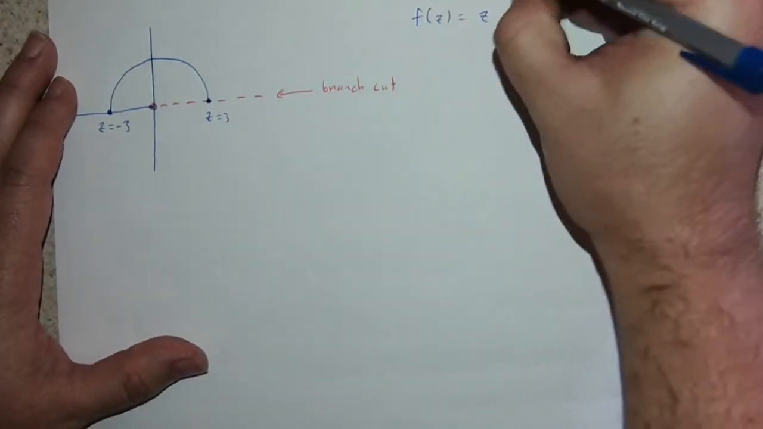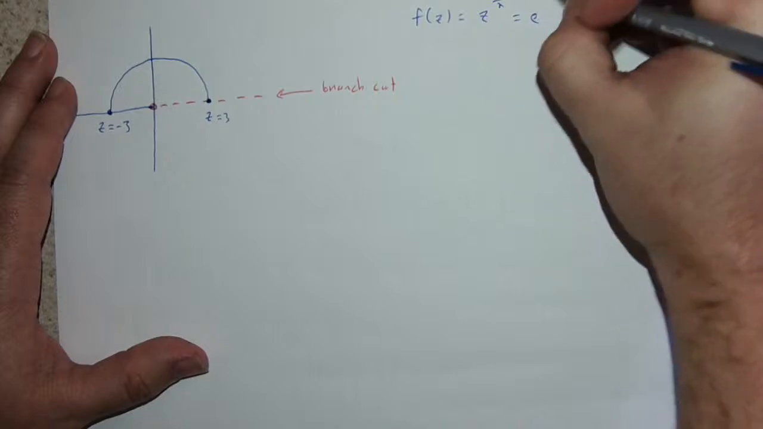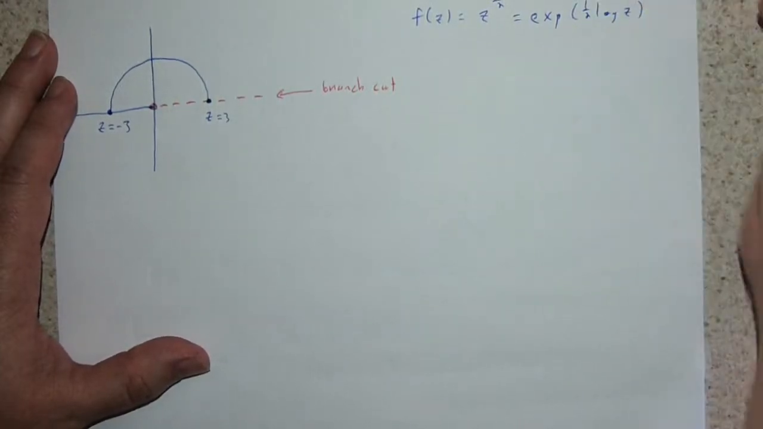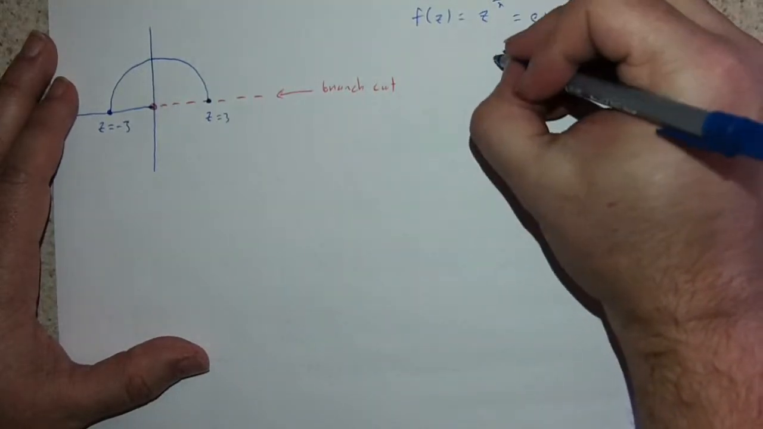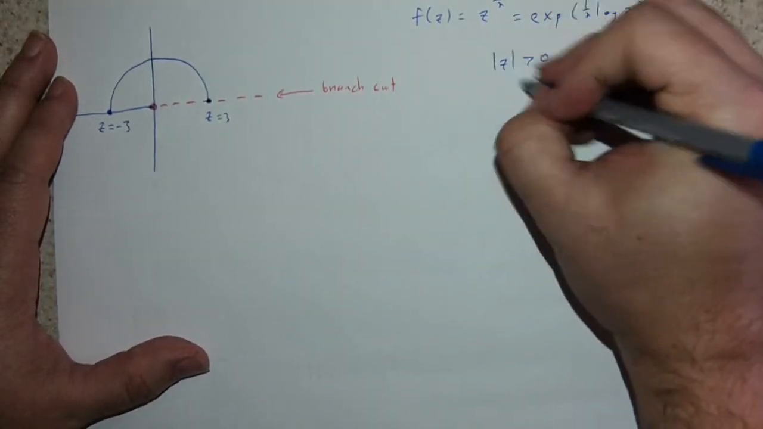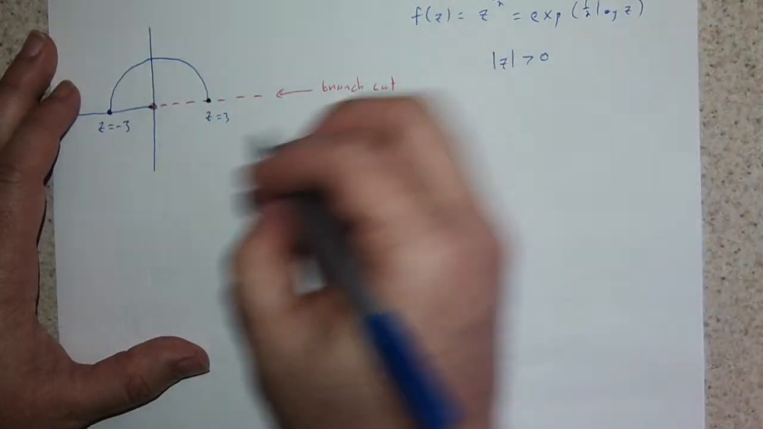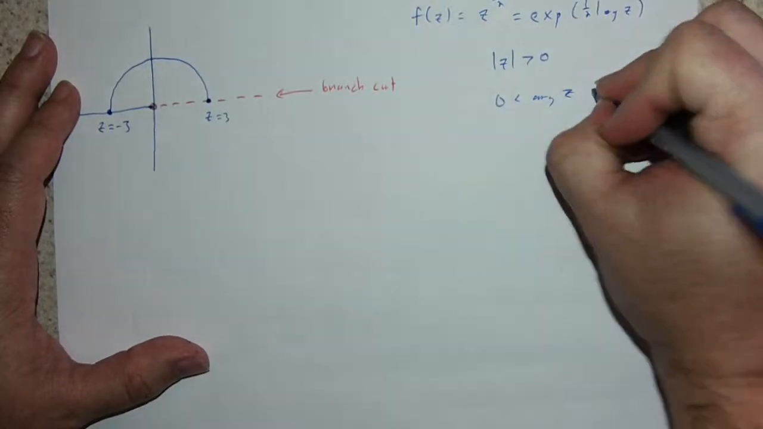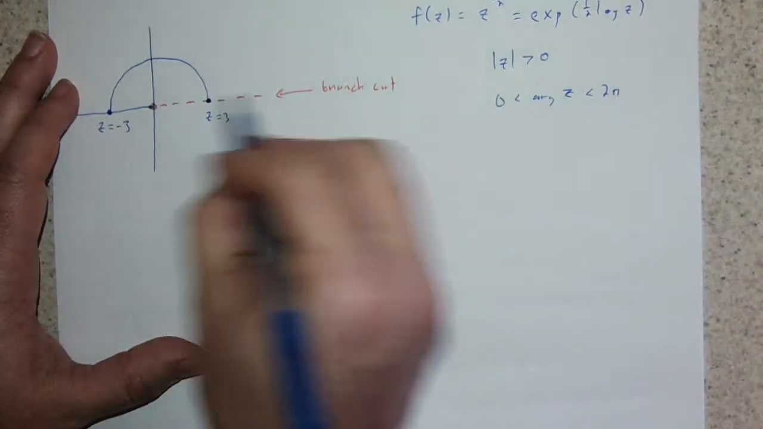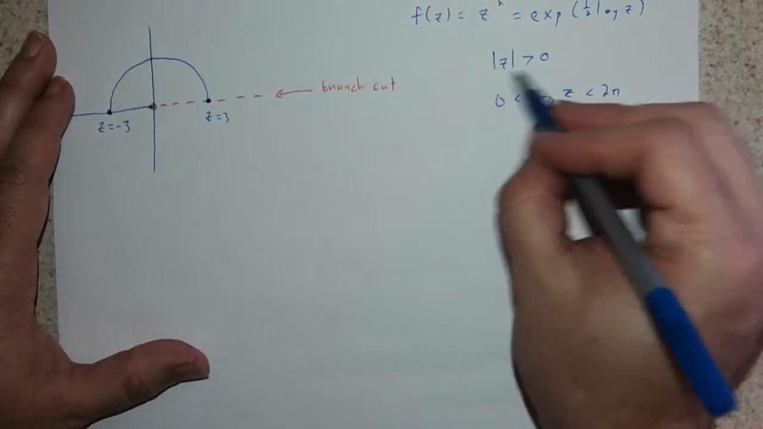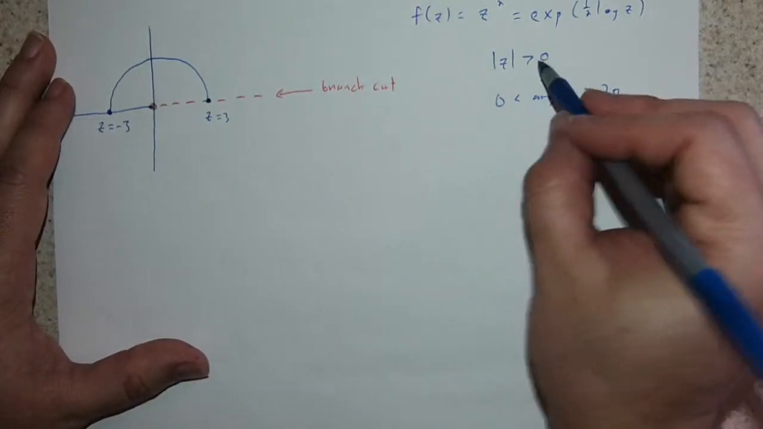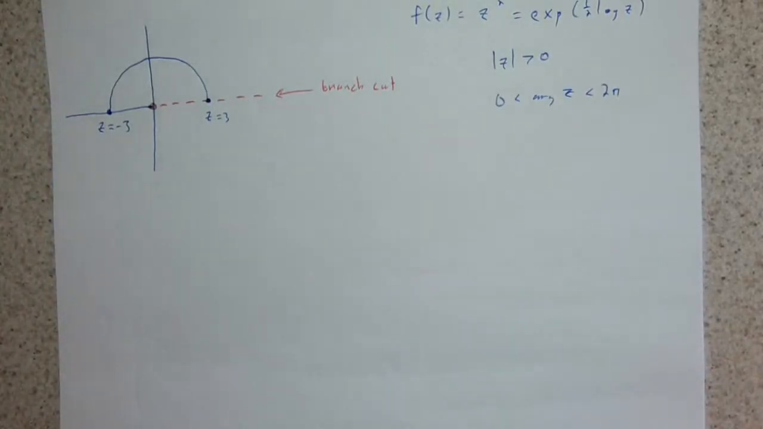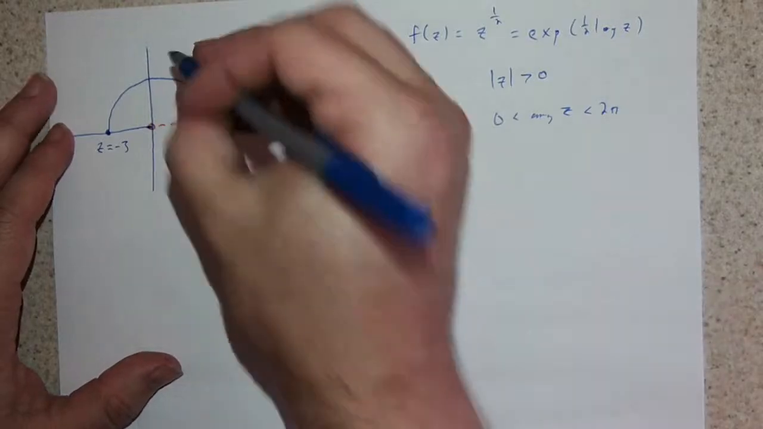f of z is z to the 1/2, which I've defined as e to the 1/2 log z. Again, the branch in question is modulus z is greater than 0, and the argument of z is strictly between 0 and 2 pi. This is the thing that cuts out the origin. This condition, of course, cuts out the positive x-axis. Okay, and so this is my curve C.